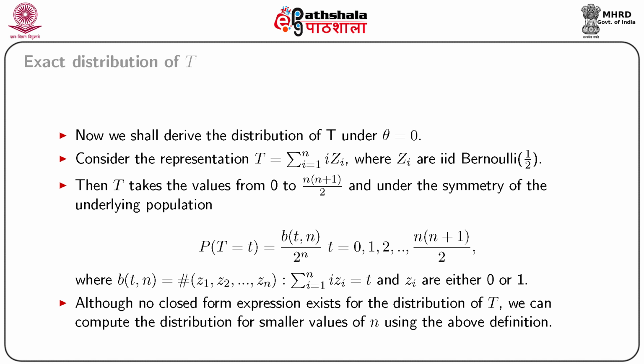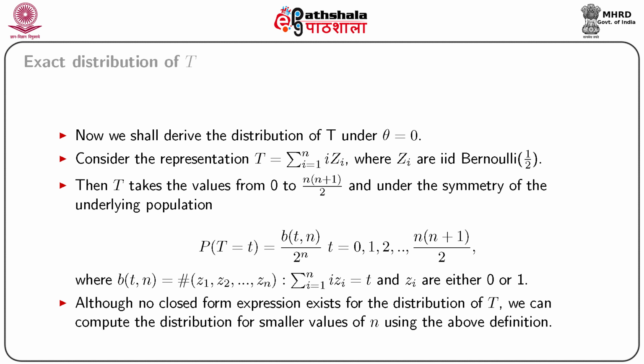So, first of all, assume theta equal to 0 and consider the representation T equal to summation i from 1 to n of i Zi, where Zi are IID Bernoulli half. This is possible as under theta equal to 0, the Z vector and the Zd vector have the same distribution. If all the observations are negative, T is 0, and for all positive observations, T is n into n plus 1 by 2. And for mixed positive and negative observations, T lies between 0 and n into n plus 1 by 2. Under theta equal to 0, each value of Zi is equally likely.